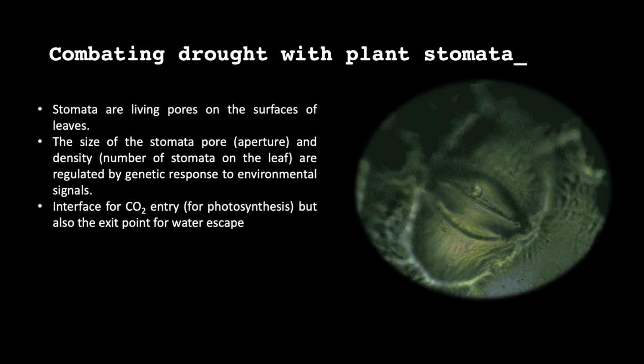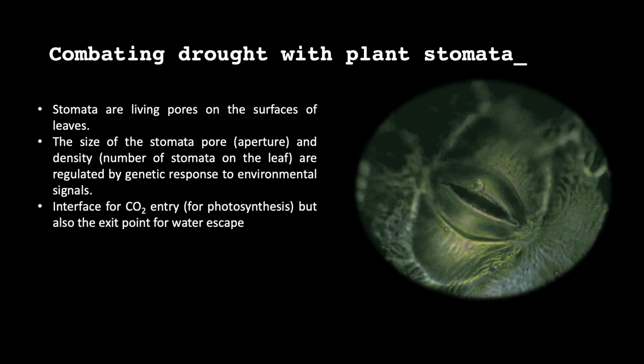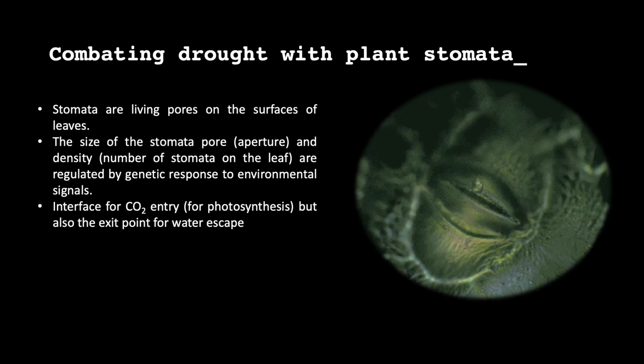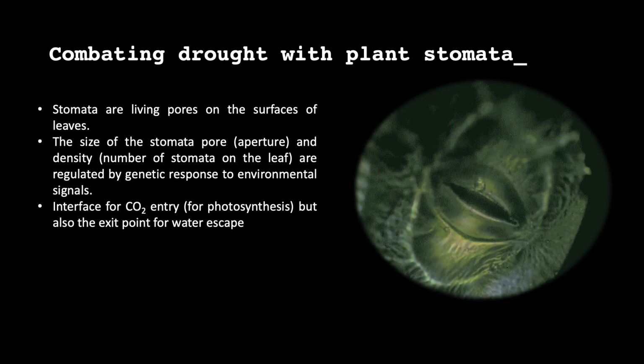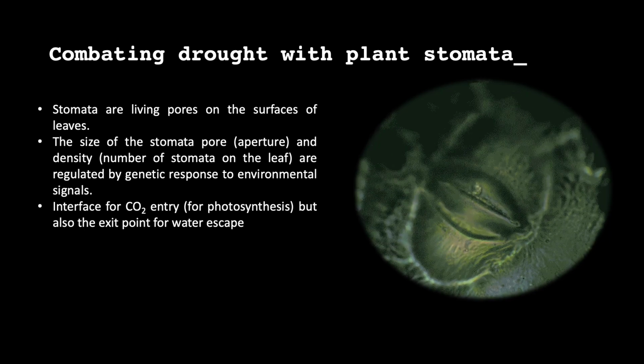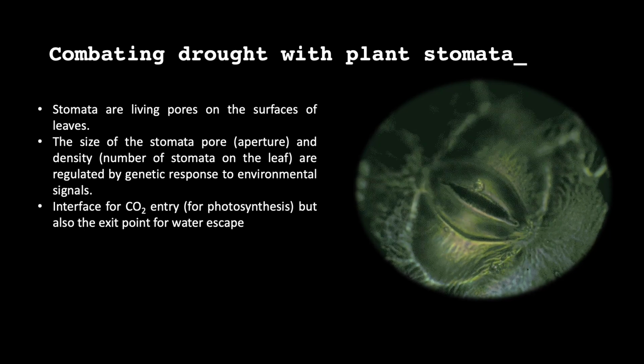Stomata are an excellent candidate for improving drought tolerance. So what are they? Stomata are essentially tiny living pores on the leaf surface. We can see in this video that guard cells surround the central pore and can adjust its size or aperture.